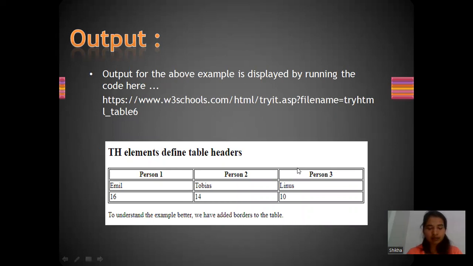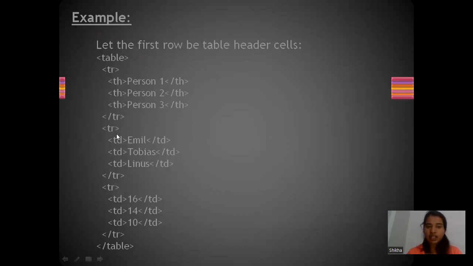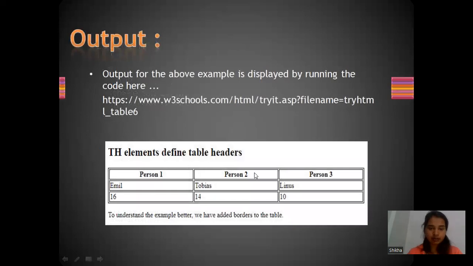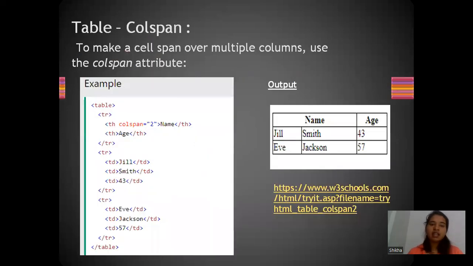After that we gave another row. That table data is as follows, here you can see, and then we gave another row which has the table data values 16, 14, and 10. Now, in this, we have table colspan and rowspan.